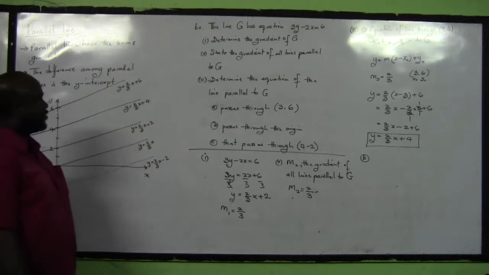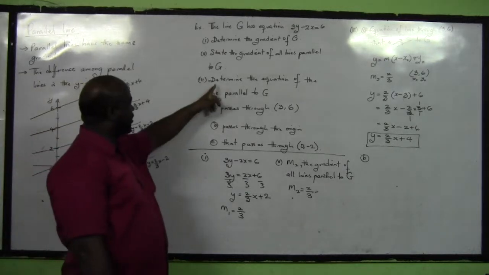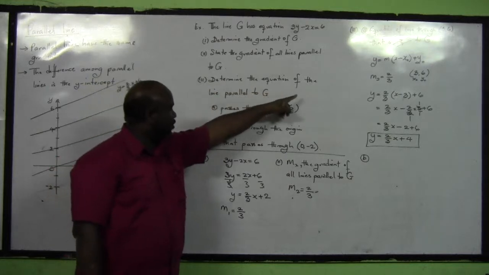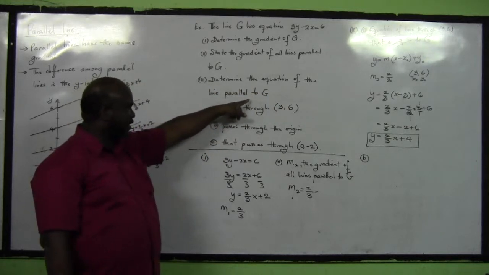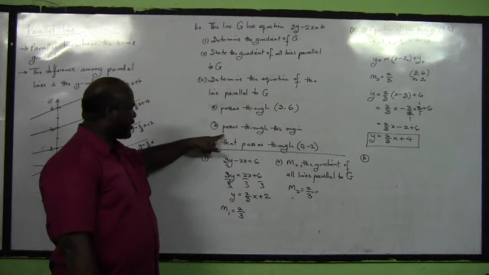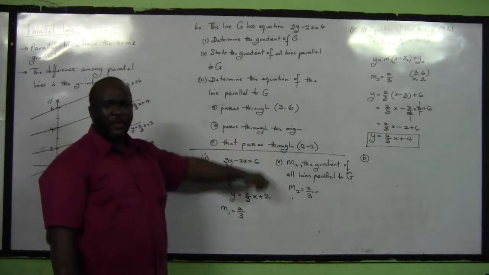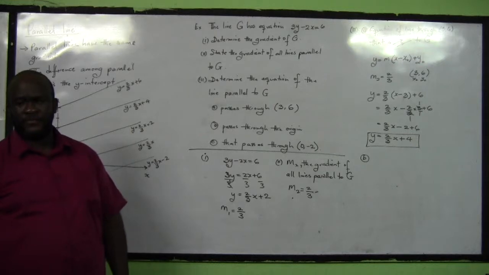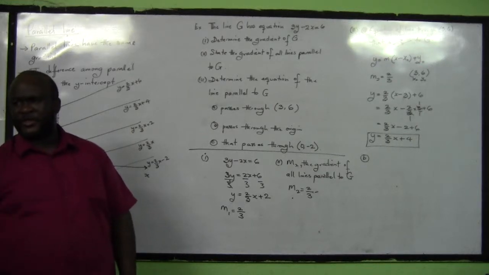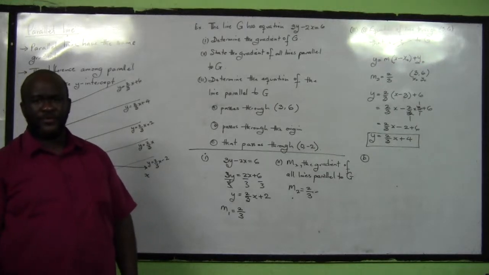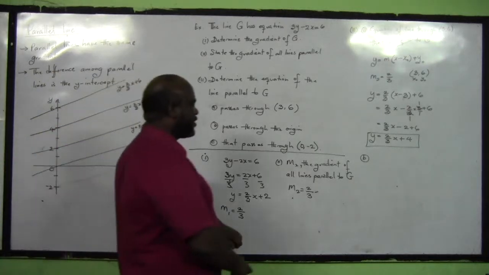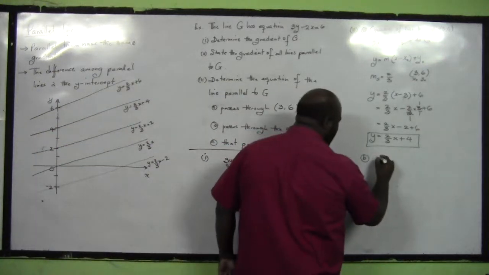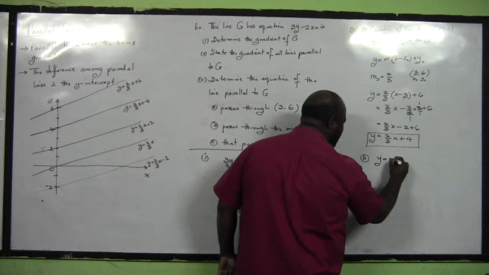B. Please read this. Determine the equation of the line that is parallel to G that passes through the what? Origin. What do we know about all lines that pass through the origin? C is equal to 0. What else do we know? All lines that pass through the origin are in this form: y is equal to mx.